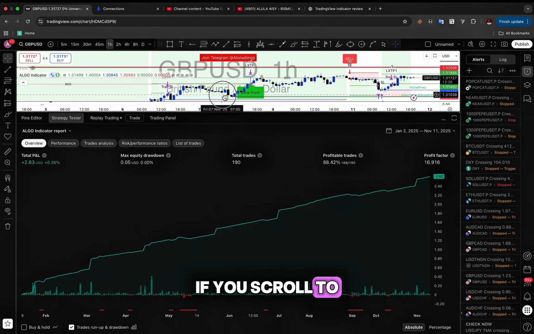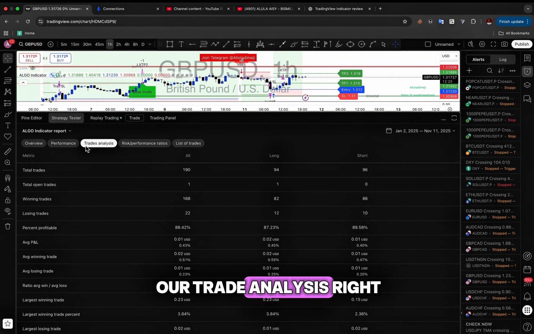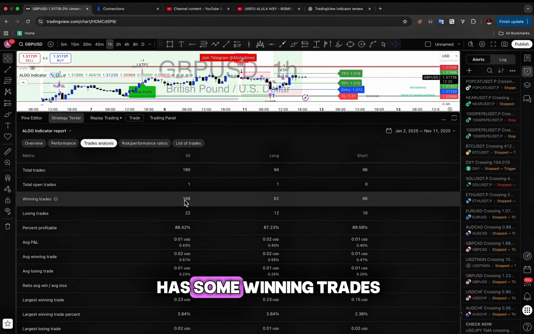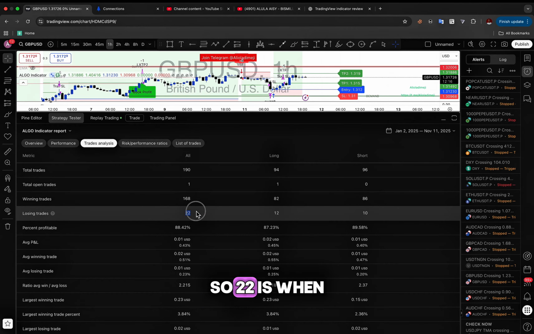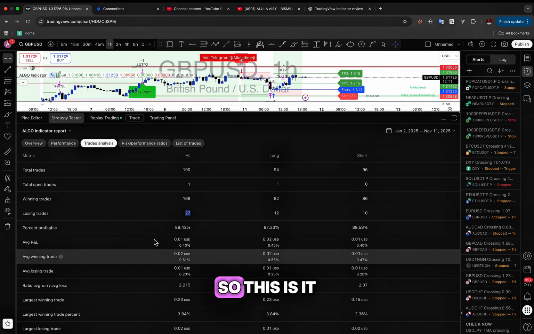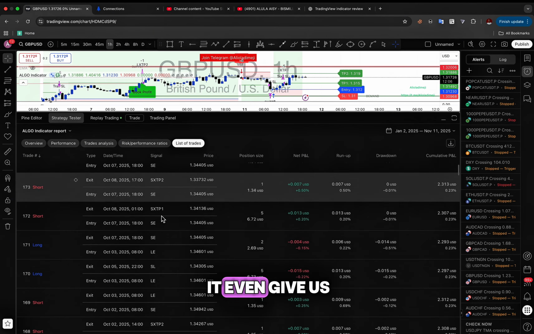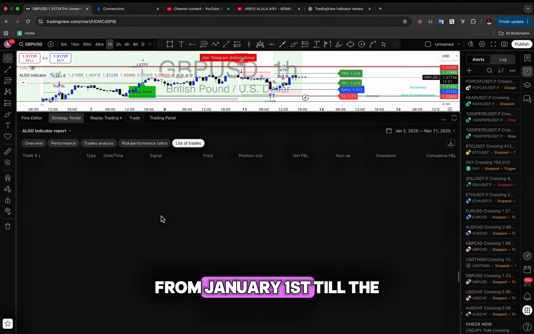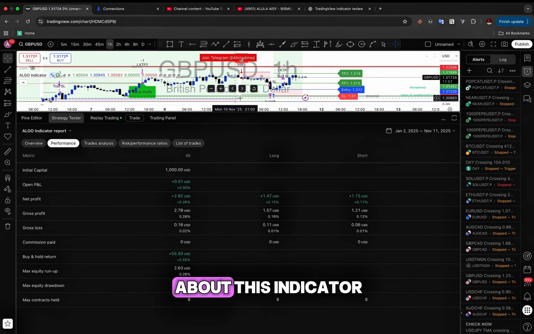If you scroll to the back, you're going to see where it hits stop loss, and we can check our trade analysis right here too. You can see it has some winning trades and some losing trades. So 168 and 22. So 22 is when the trade hits stop loss. You can see it even gives us the dates where those trades have been taken from the 1st of January till the current date. So that's one beauty about this indicator.